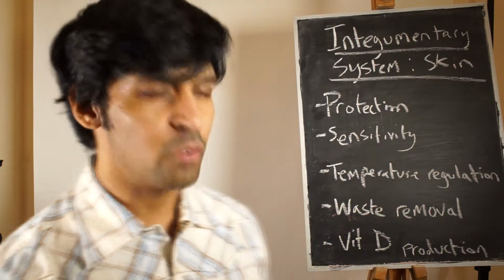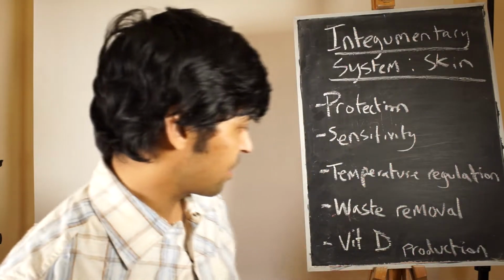Then there's waste removal. So you have sweat glands, as I mentioned before. They also get rid of waste, the same kind of waste that you find in urine. Okay, the big component of the waste in your sweat is urea, and of course urine contains urea as well. So effectively, when you're sweating, you are peeing through your skin.